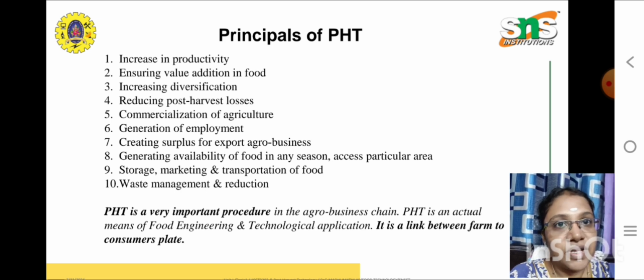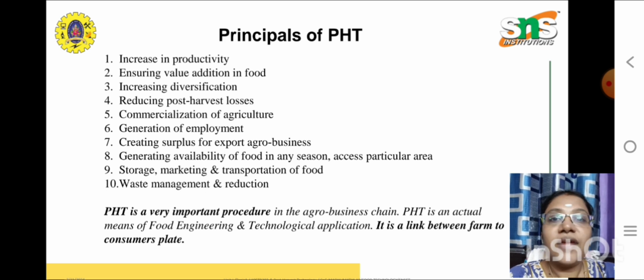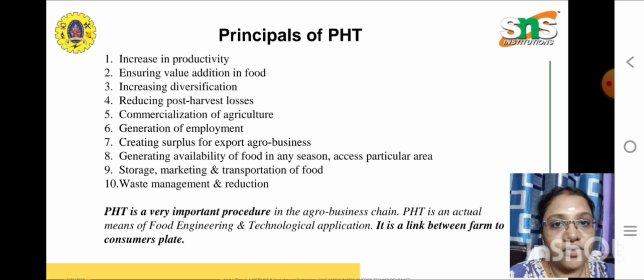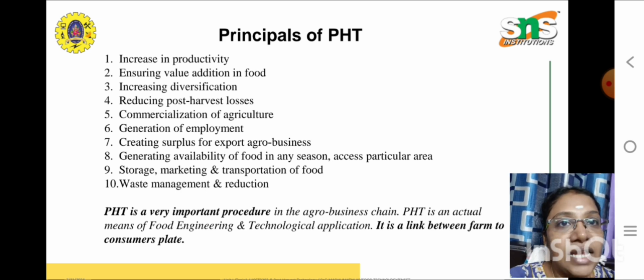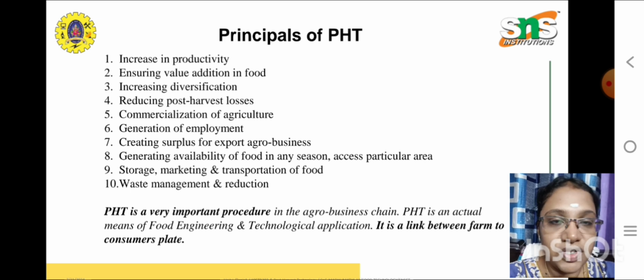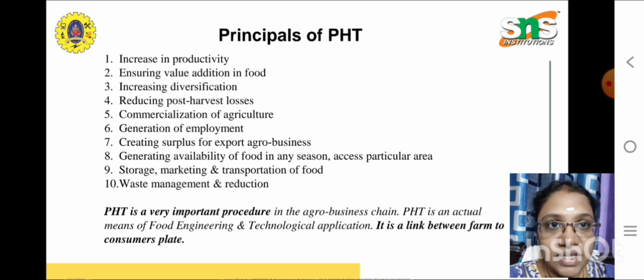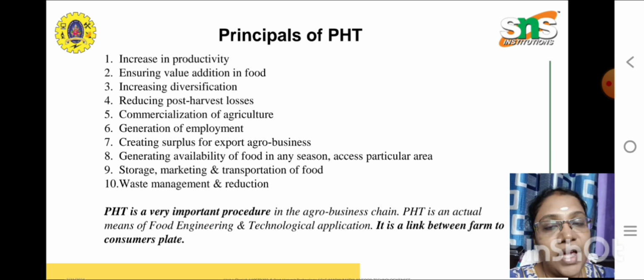And when we look into the main principles behind this post harvest technology, there are 10 main principles. The first one, we will be able to increase the productivity due to the post harvest technologies that we apply to the food commodities. And then we can ensure a value addition is being given to the food. And we can also increase the diversification, and we can reduce the post harvest losses.